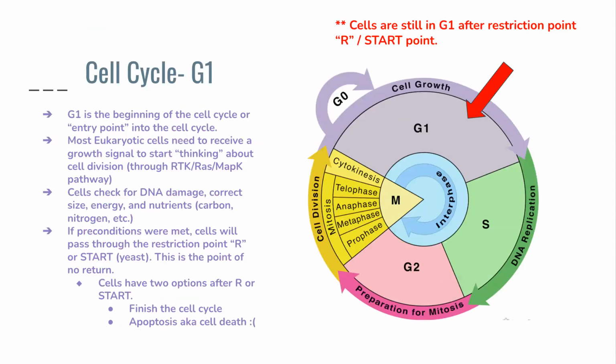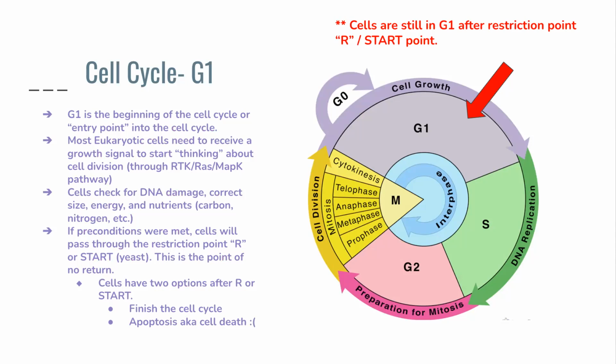All right, so going into a little more detail about G1. As I said before, cells are still in G1 after the restriction point, which is about where that red arrow is pointing. So there's still a good section of time where the cell is not yet synthesizing its DNA, but it's committed to the cell cycle.